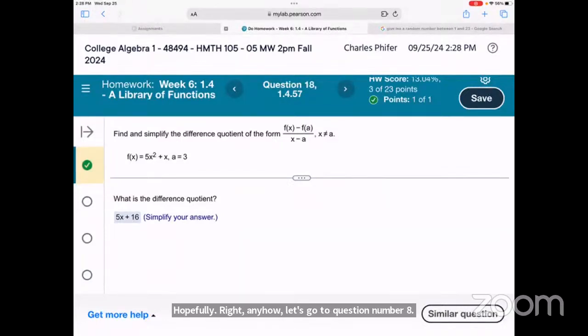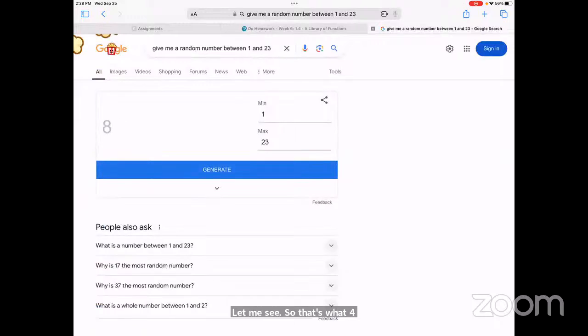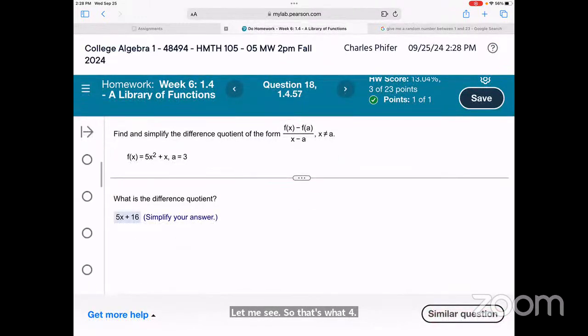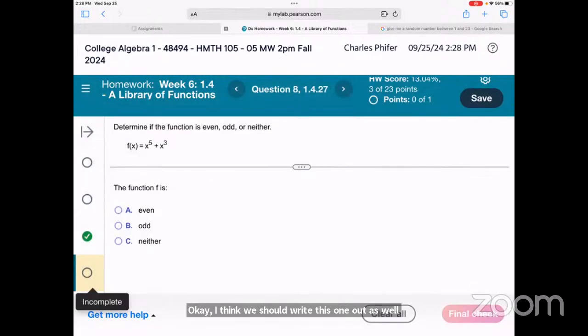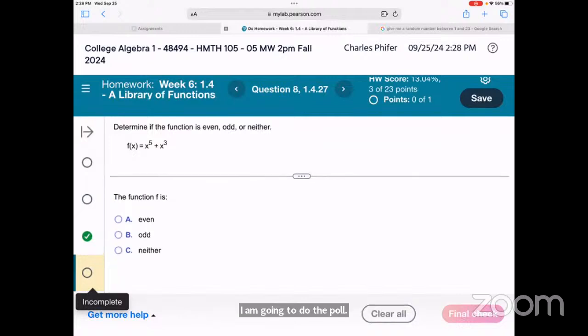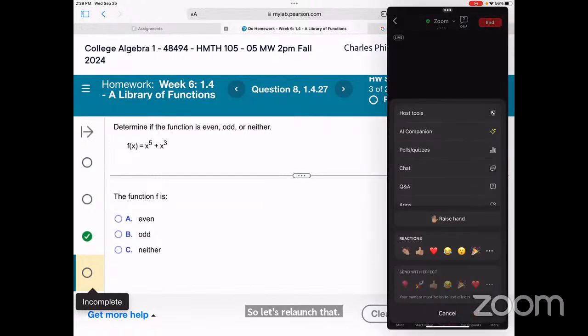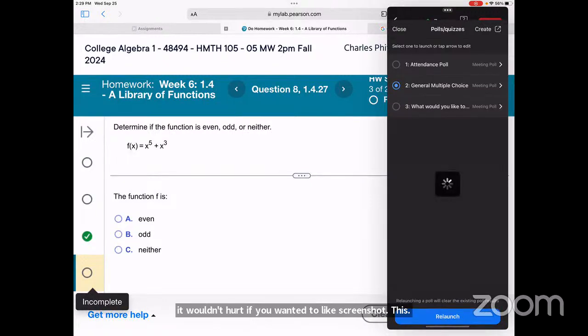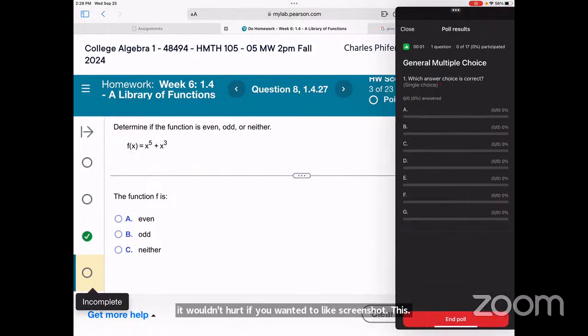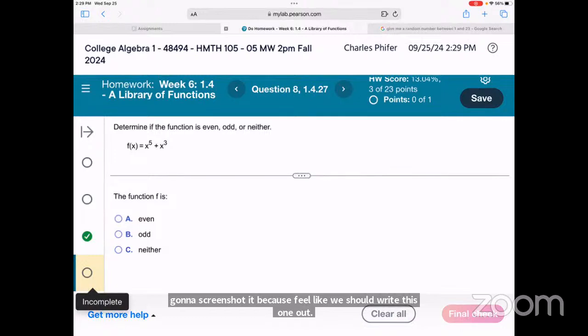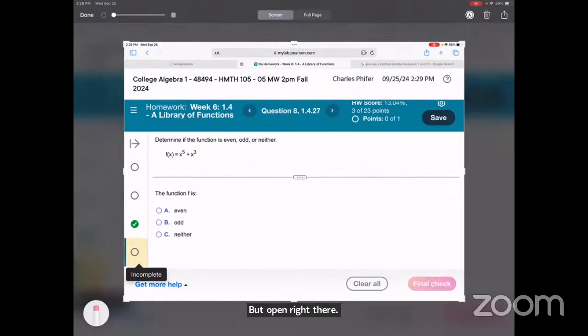Let me see. So that's 4, 5, 6, 7, 8. Determine if the function is even, odd, or neither. I think we should write this one out as well. I am going to do the poll, so let's relaunch that. It wouldn't hurt if you wanted to screenshot this. I'm going to screenshot it because I feel like we should write this one out for instructional purposes. This comes from section 1.4, question 27.